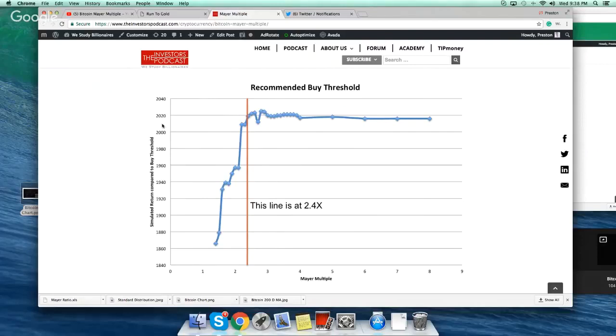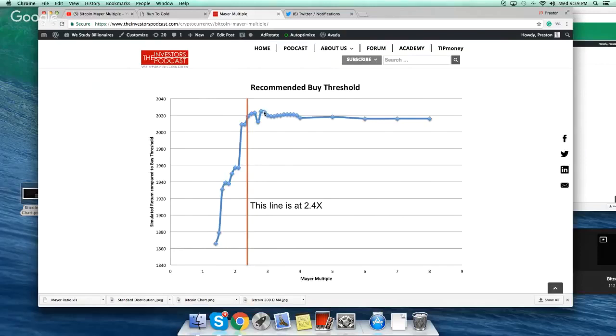So how many Bitcoins would a person have if they were only buying below a 2.4x? The number came out to be 2,020 Bitcoins. That's what this number represents here. And so you can see you don't get any better results. In fact, you actually get worse results if you buy at a multiple above a 2.4. You get a little bit better results here, but I didn't feel like the risk was worth it, and this was mostly oriented towards a first-time buyer. So let's say you own no Bitcoin, but you're interested in taking a position.